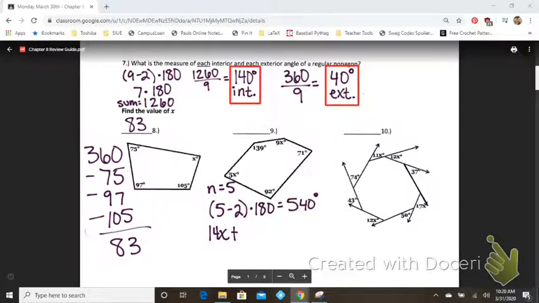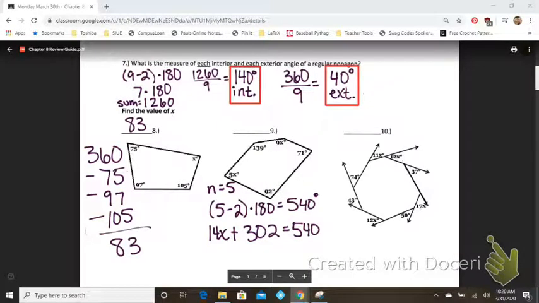Plus, I need to add up all the angles that are just whole numbers. So that gives me 302. And that gets set equal to that sum of 540. So 14x plus 302 is what I get when I add up all these angles, combining like terms. And I know that the sum of all the angles should be 540.